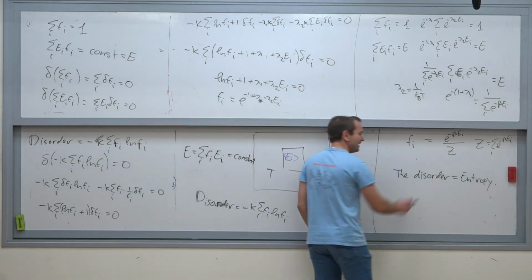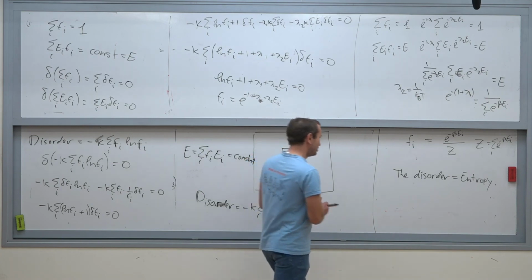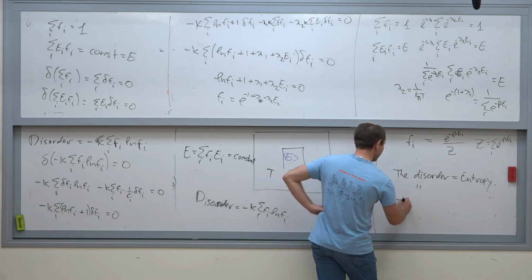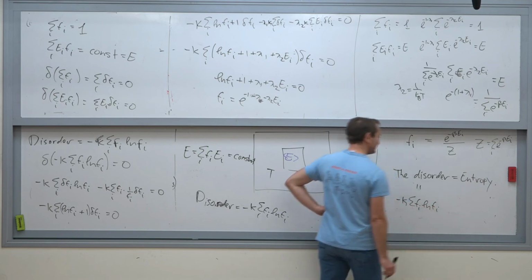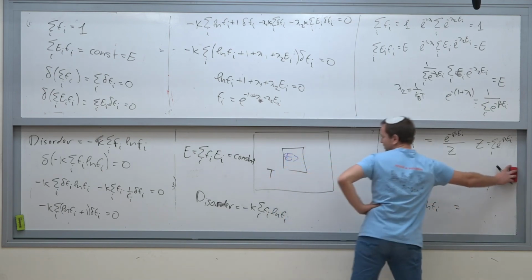So let's see if we can actually say that the disorder equals entropy. So what is the disorder? The disorder is minus k sum of Fi log of Fi. What does it equal to?